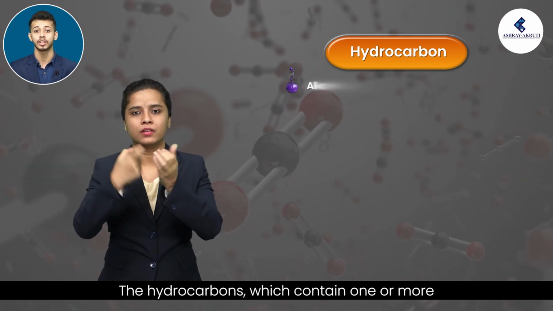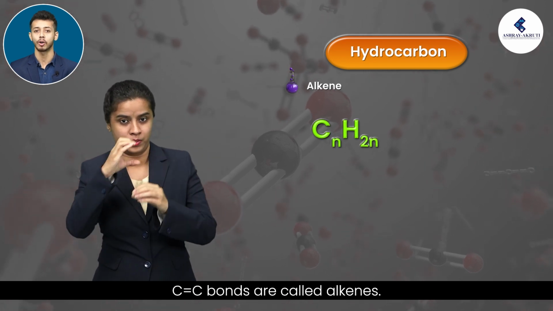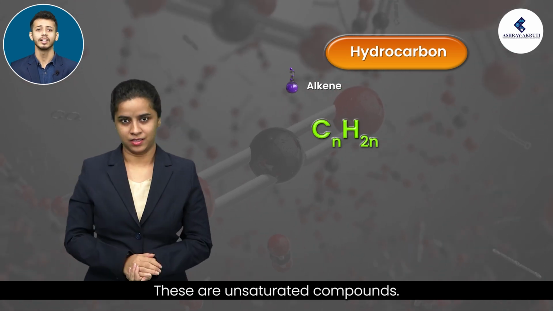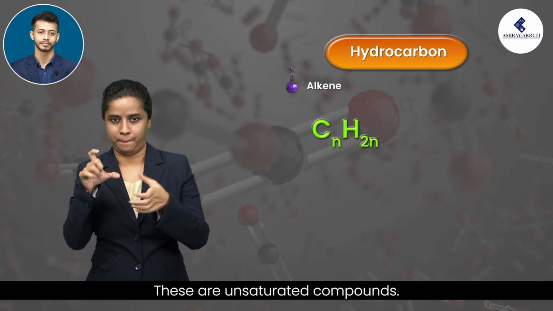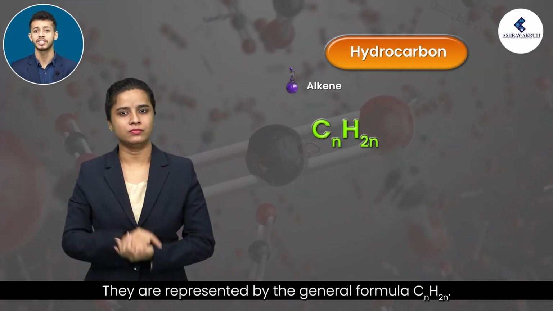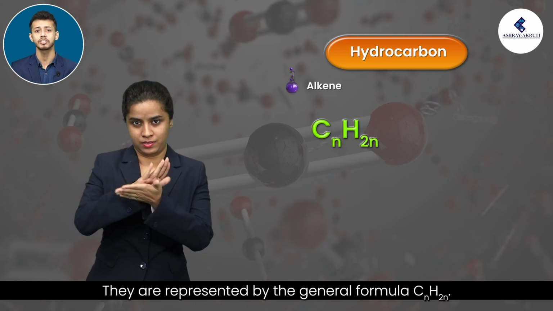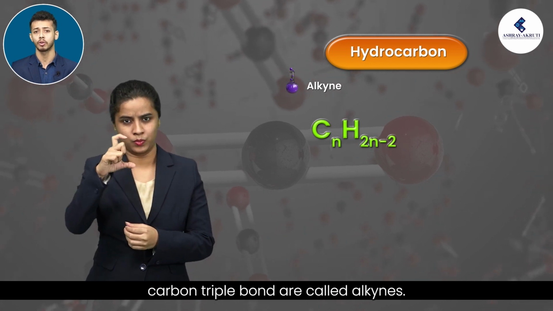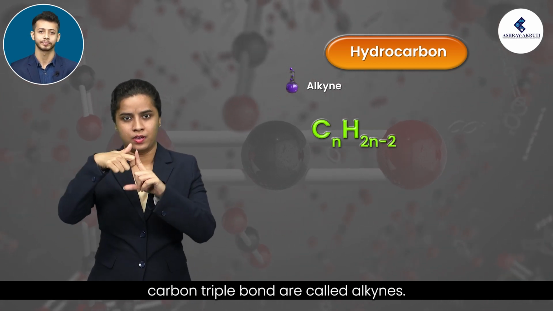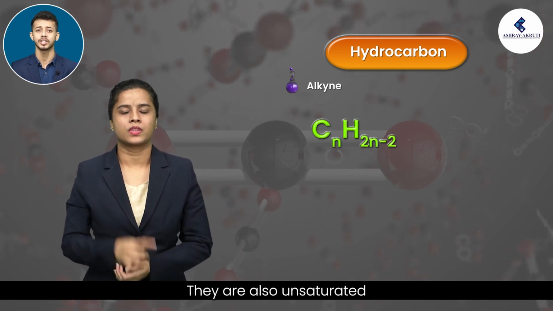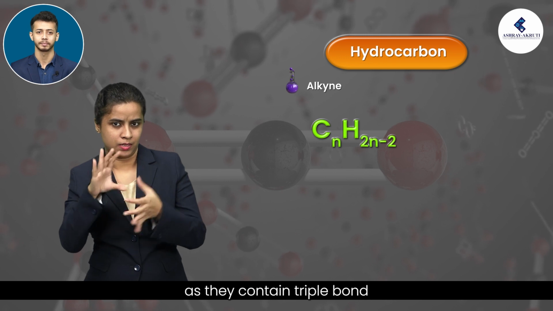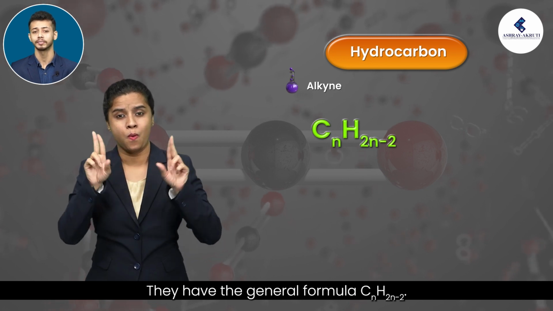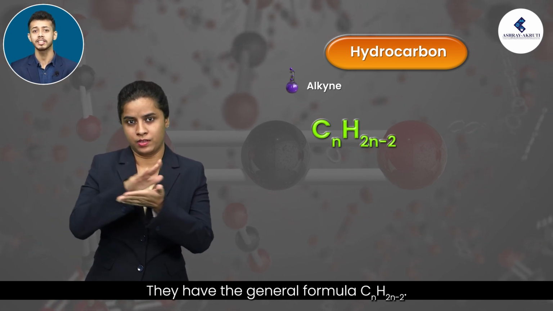The hydrocarbons which contain one or more C double bond C bonds are called alkenes. These are unsaturated compounds. They are represented by the general formula CnH2n. The hydrocarbons containing carbon to carbon triple bond are called alkynes. They are also unsaturated as they contain a triple bond between carbon atoms. They have the general formula CnH2n-2.